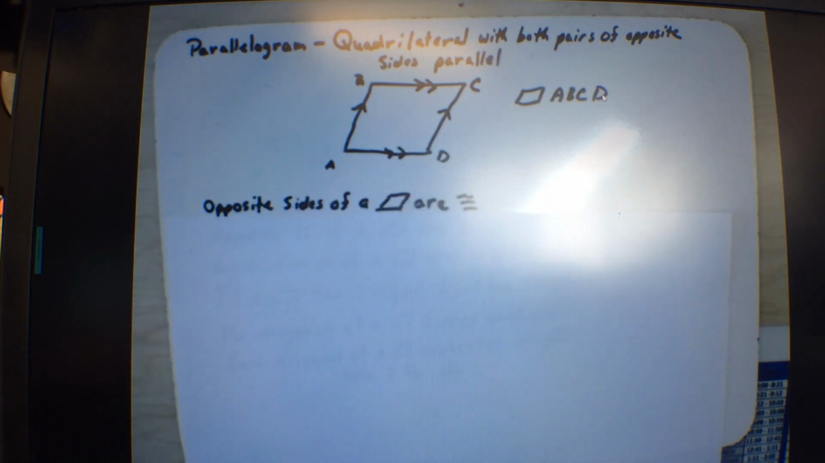The first one is: the opposite sides of a parallelogram are congruent. Opposite sides of a parallelogram are congruent. I'll go through these a couple times because I'm going to draw a picture when I get through most of them, and then we'll mark it the way it is. Not only are opposite sides of a parallelogram congruent, opposite angles of a parallelogram are congruent. Okay?